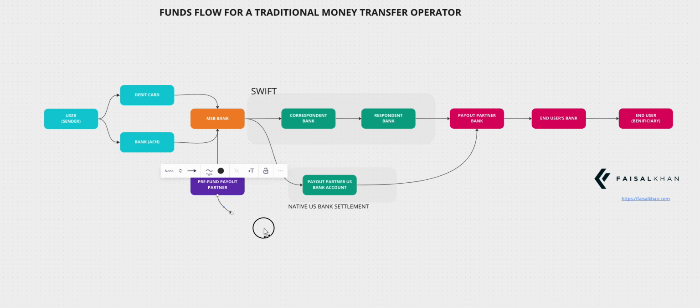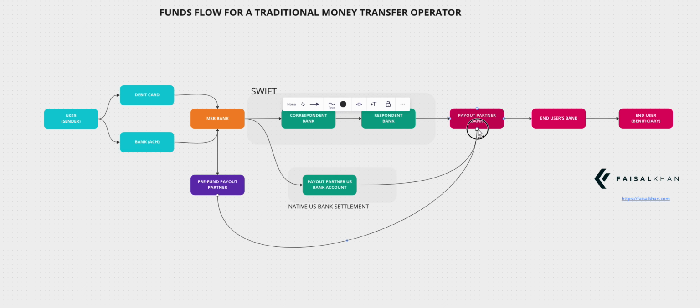Typically, this is the part that you need to understand: there is an arrangement with the payout partner's bank that the pre-fund operator would do. So how does it work? You have a user, they want to send some money, they use their bank card or whatever it is. So the MSP now has the money. But the payout partner bank requires money to be pre-funded by the MSP in order to make the payout.